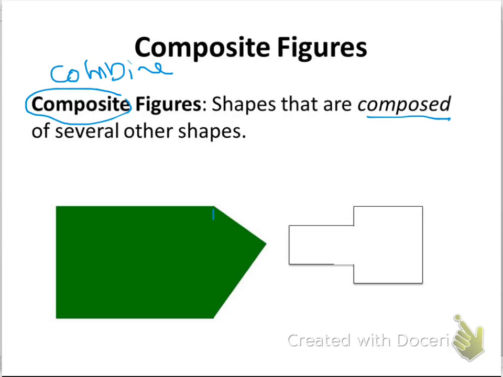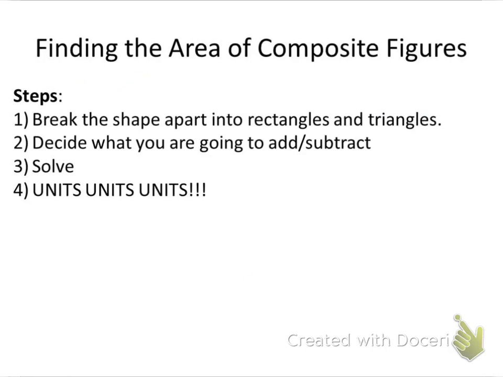Examples. This is almost like our bell practice, it's just missing a part of the arrow, the triangle down here. But this is made up of two shapes: a triangle and a rectangle. This one is like the challenge problem from yesterday. This is composed of two different rectangles. Alright, now let's talk about how to find the area of them.